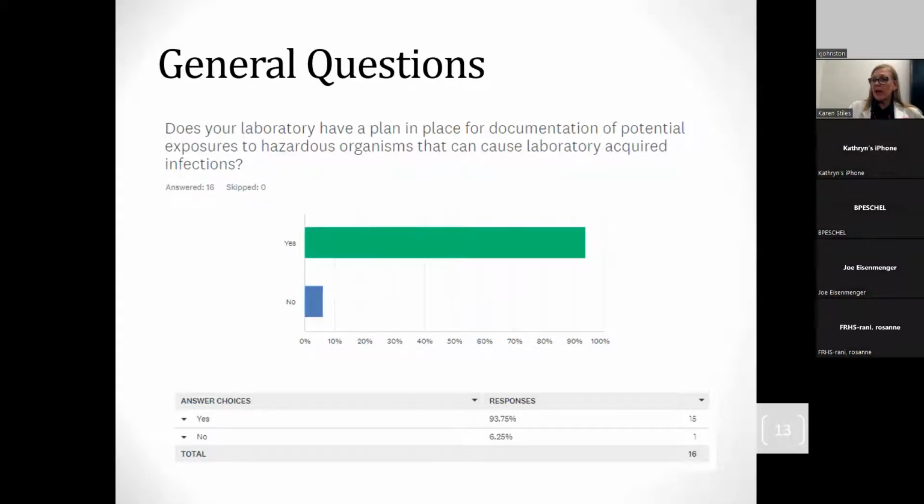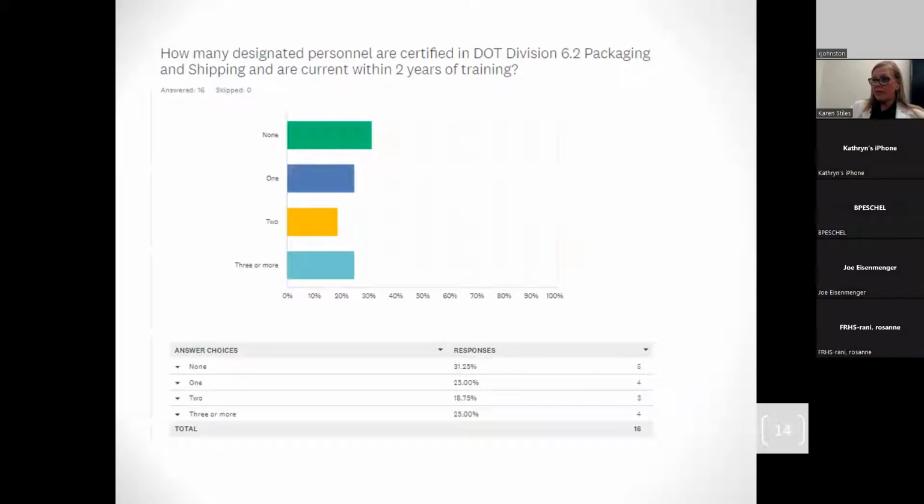Another general question I have is, does your laboratory have a plan in place for documenting potential exposures to hazardous organisms? And this happens on occasion. You can't avoid it. You get an organism, it might be a Brucella, it might be Francisella, and it wasn't caught right away. So it was worked up on the bench. And I think we've all been there, right? Some of us, unfortunately, have even been exposed. And so you just need, again, to have that plan in place. And it looks like a lot of you do. So I'm very happy with that.